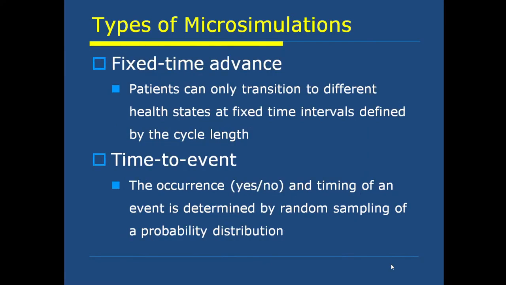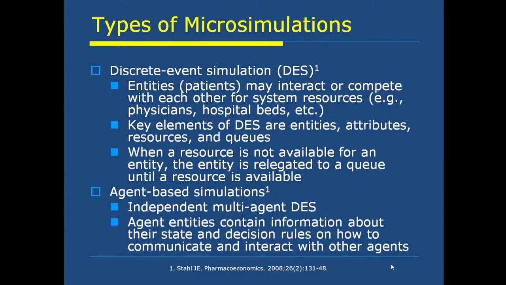Types of microsimulations. There are a lot of different types of microsimulations. Some of them are shown on this slide. Fixed time advance: patients can only transition to different health states at fixed time intervals defined by the cycle length. Next type of microsimulation is the time to event. The occurrence and timing of an event is determined by a random sampling of a probability distribution. Discrete event simulation.